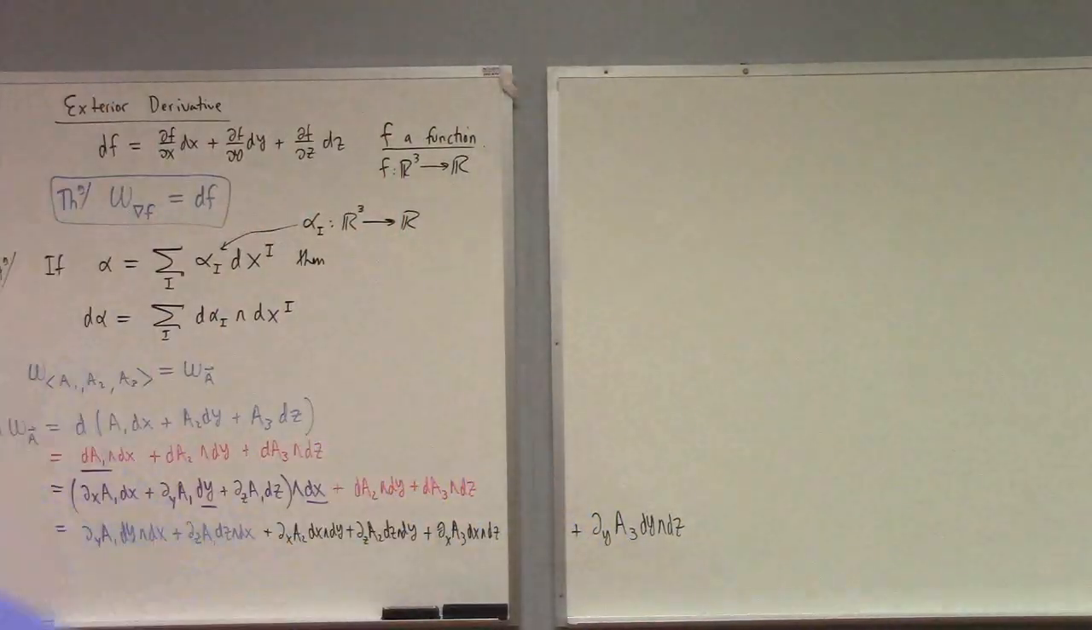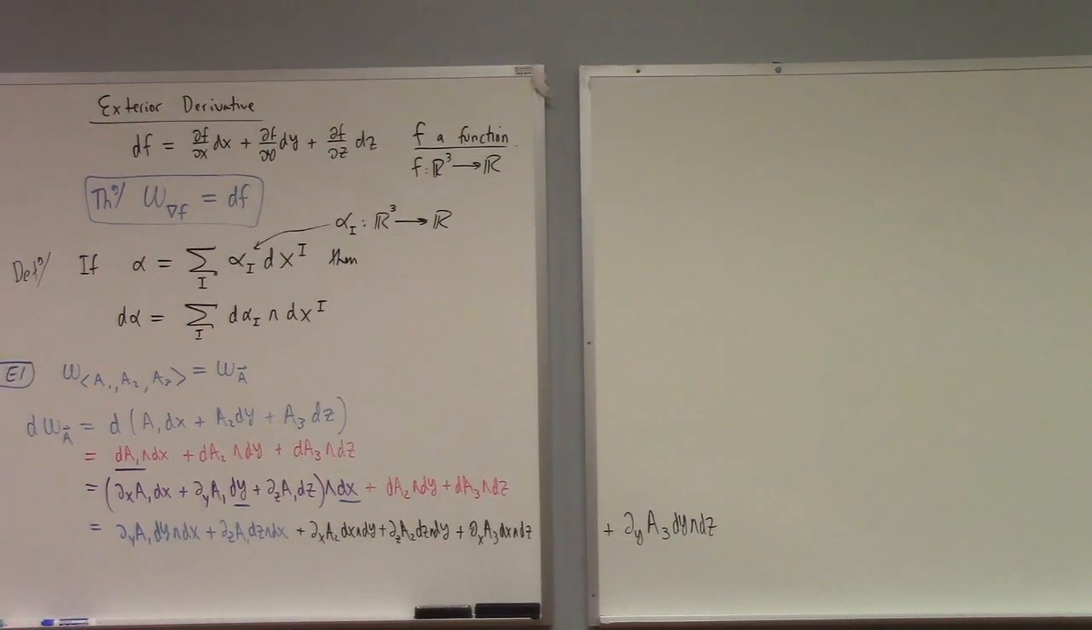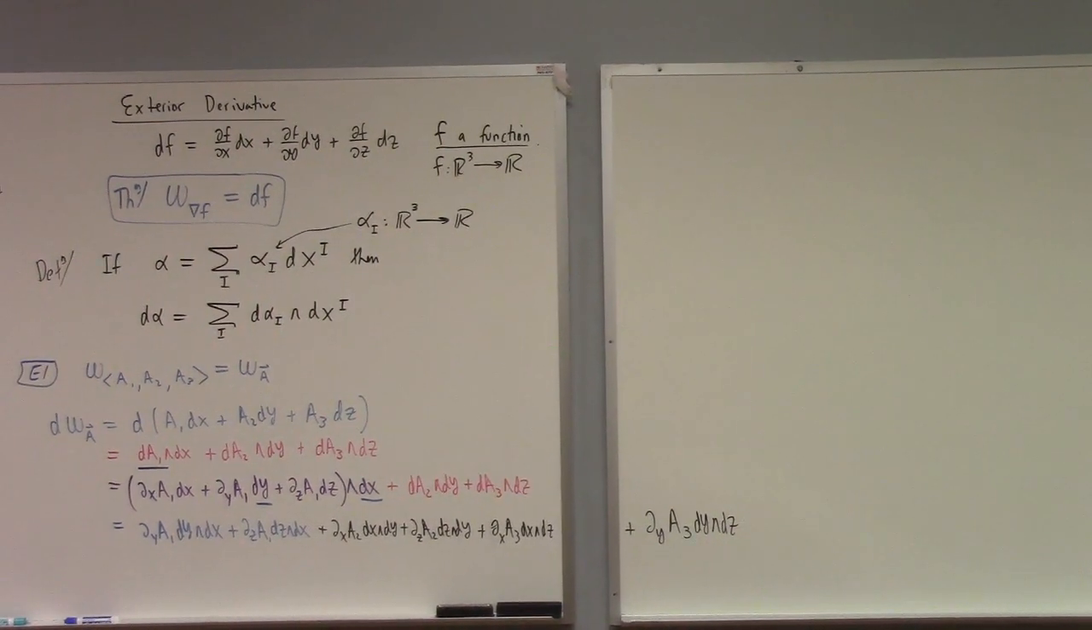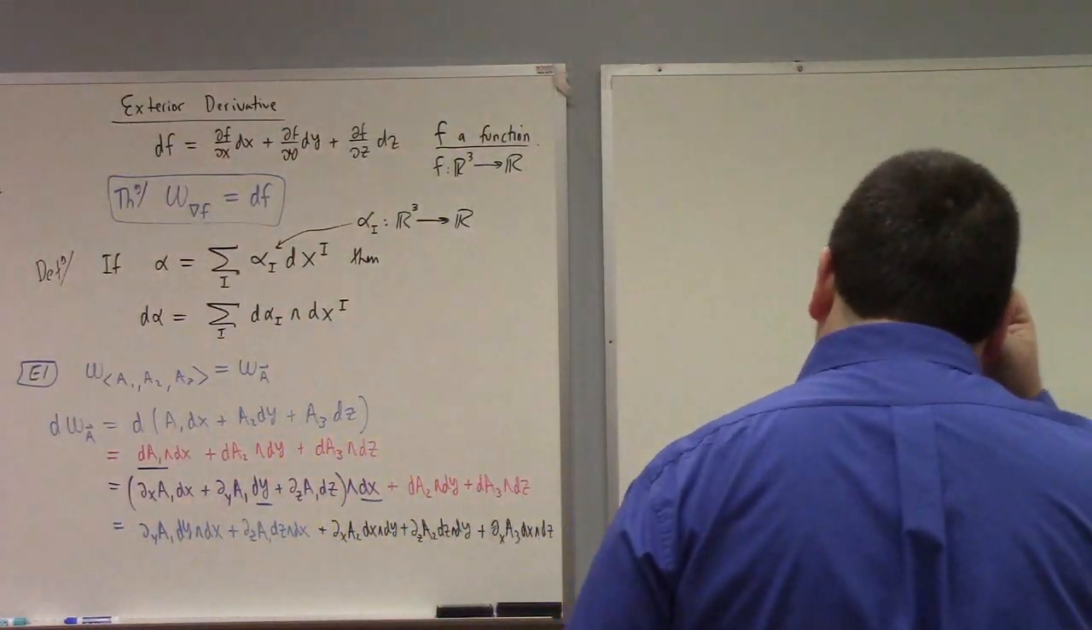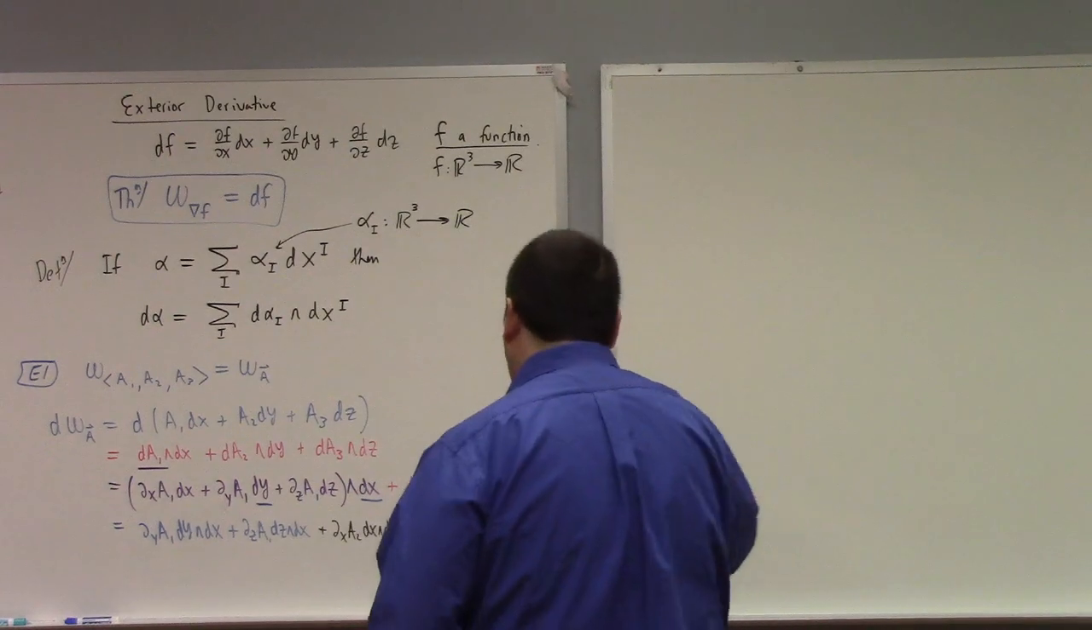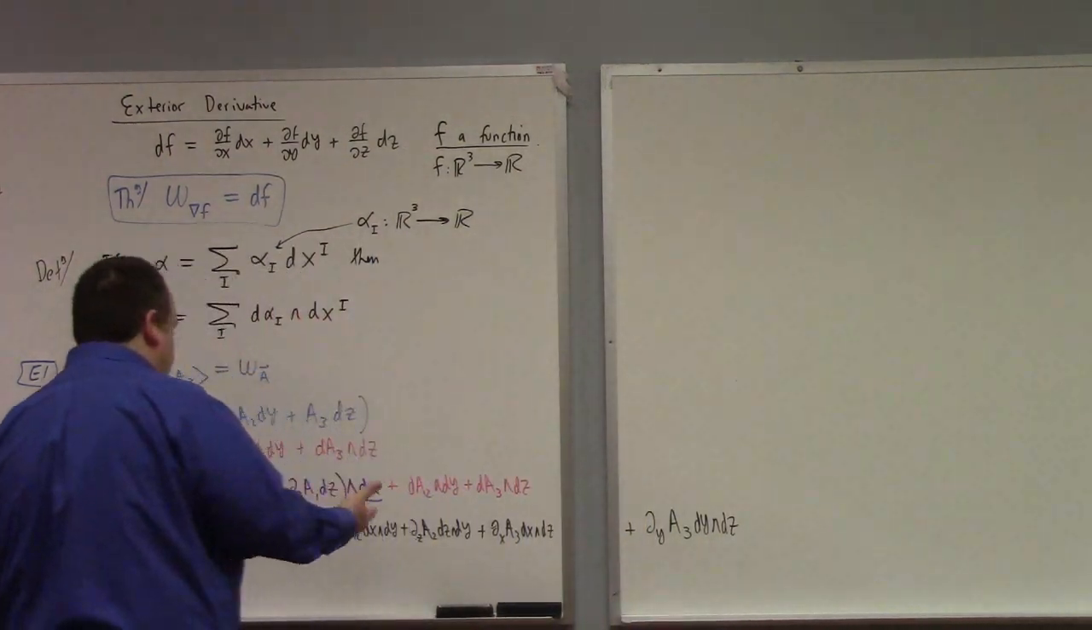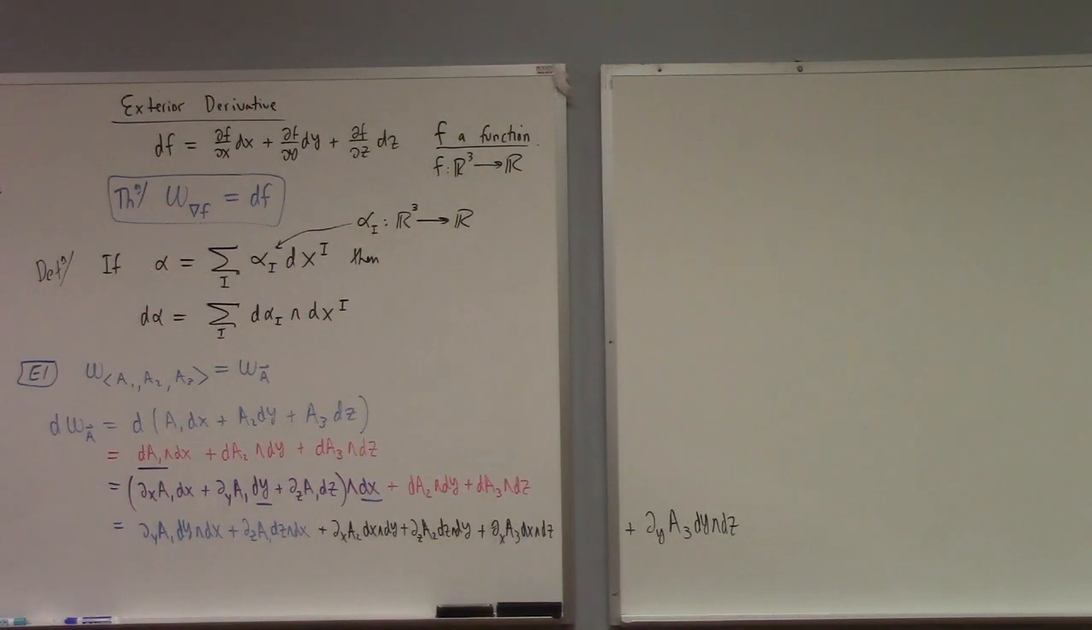So what did I drop? In principle, you got 9 terms here, right? Because each differential's got 3 terms in it, and there's 3 of those, so that's 9 total terms. But 3 of those drop out to 0 because dx wedge dx is 0, and because dy wedge dy is 0, and because dz wedge dz is 0. So we only have 6 terms. What derivative has 6 terms in it?